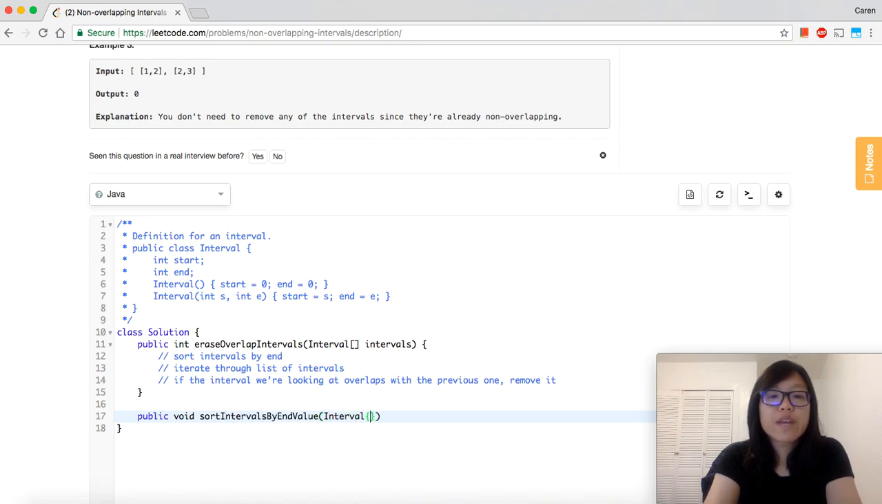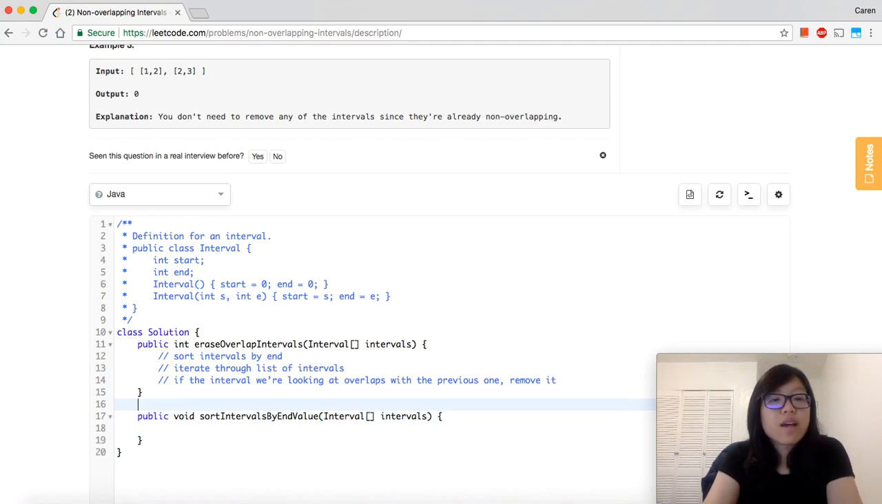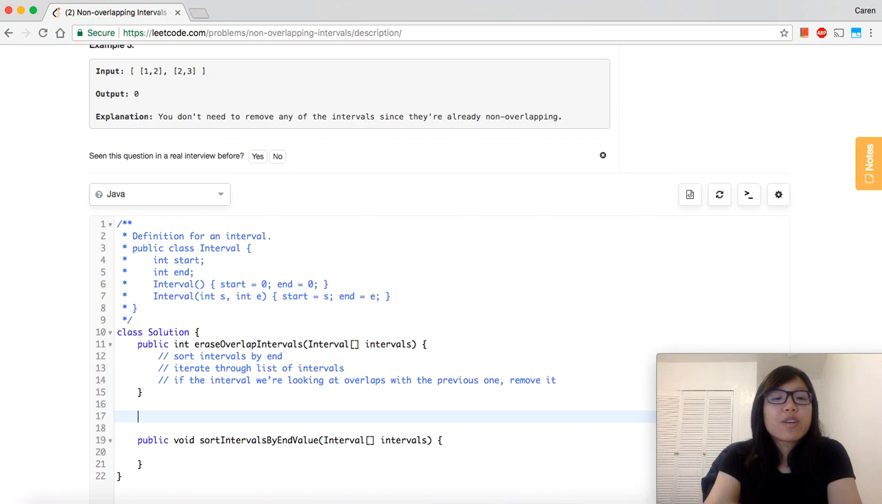So it'd be great if we had a method called sort intervals by n value. It's very verbose, but also very descriptive, so I like it. So we could just leave that unimplemented for now, just stubbing out helper methods so we know what we need and what we don't need, and we could easily go through the code and iterate through that.